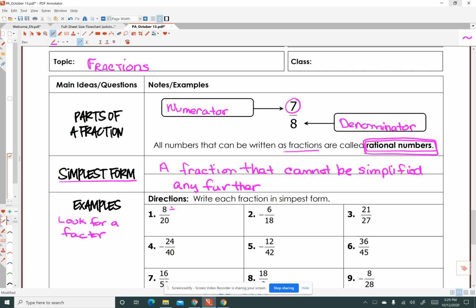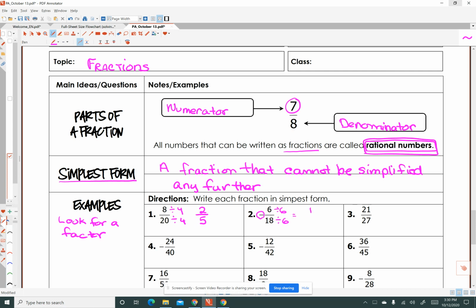But we're going to divide both the top and the bottom by the factor. So 8 divided by, I know that 4 is a factor of 8 and 20. So 8 divided by 4 is 2. 20 divided by 4 is 5. So negative 6/18. Don't forget, this doesn't go away, it stays. We know that 6 is a factor of itself, but it's also a factor of 18. Remember, same factor, top and bottom. We can't choose a different factor for the numerator and the denominator.